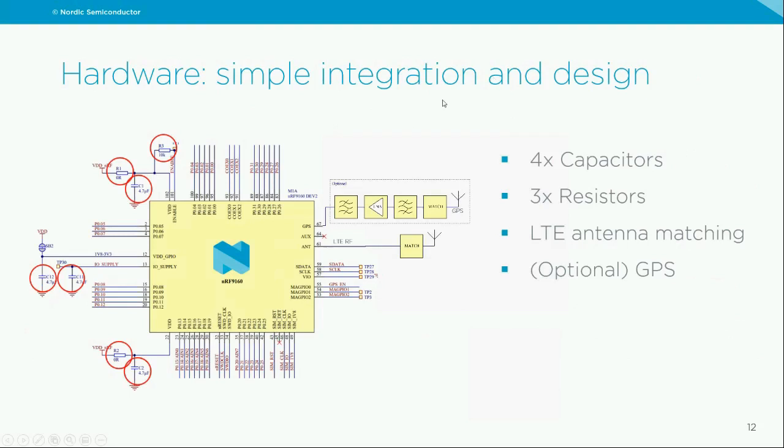On the hardware side, the 9160 is also simple to integrate and design with. In order to put this onto a PCB and get it to work, you basically need 4 capacitors and 4 resistors plus the antenna and matching circuit for that. So I'm very happy to hear from many of you that integrating and starting your hardware design with the 9160 is as simple as a standard microcontroller and even much easier than a lot of the more complex processors out there.